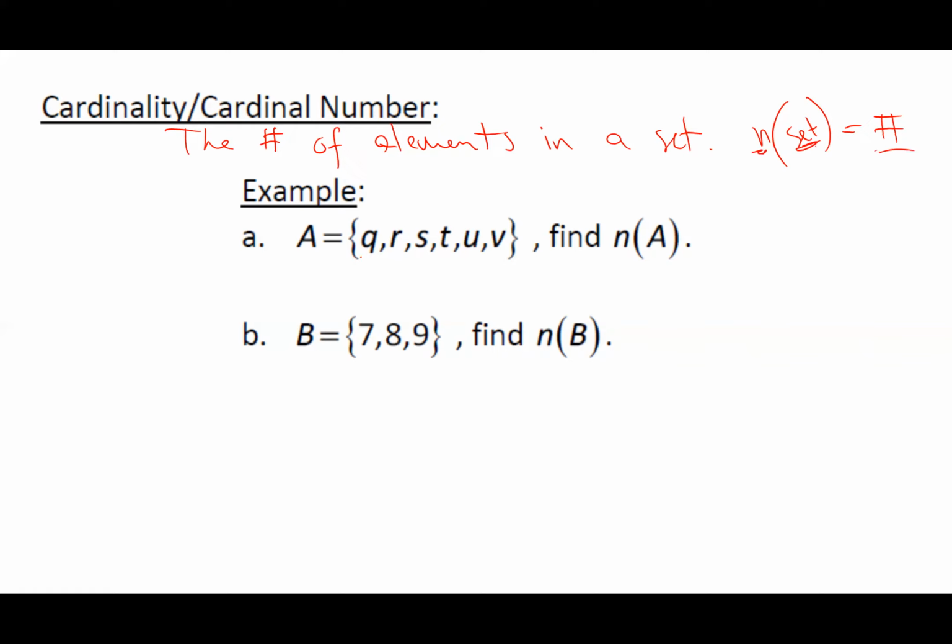So let's consider the set A. I've got Q, R, S, T, U, and V. That's 1, 2, 3, 4, 5, 6. So n of A is 6. Here I've got 1, 2, 3 things. So n of B, well, that's going to be 3. Okay.